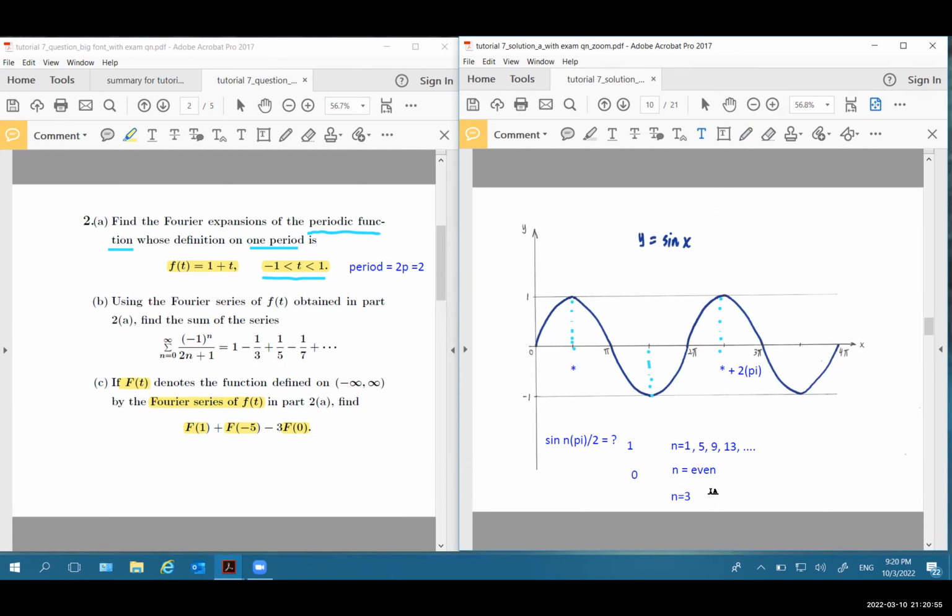So we need to look at all the n, no? So n is 3, so sine 3 pi over 2. So you know I'm getting -1, okay? So this value, sine n pi over 2, is -1. Okay, so same thing, periodic, right?